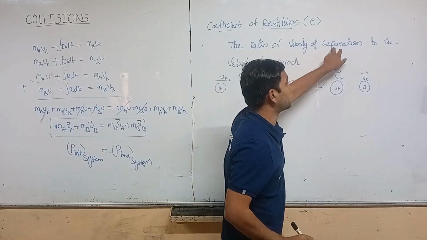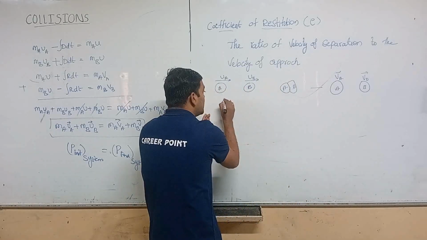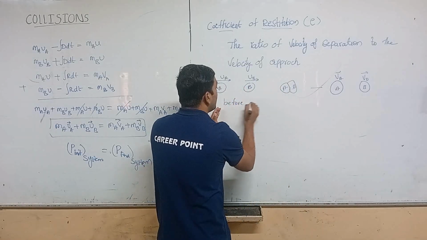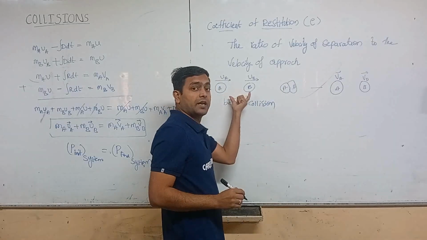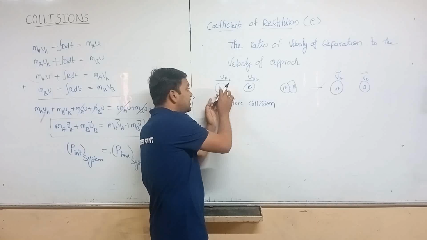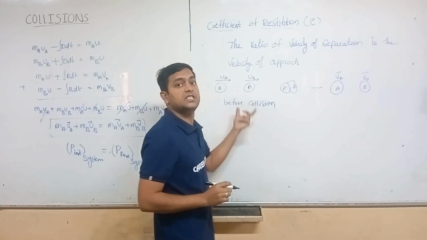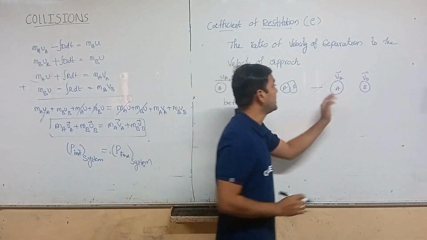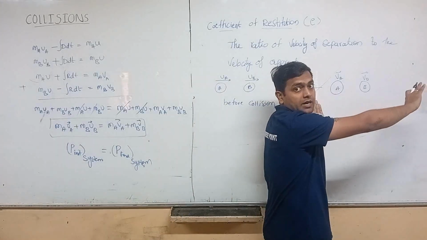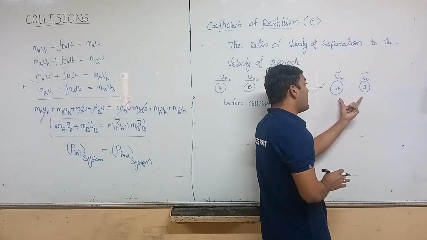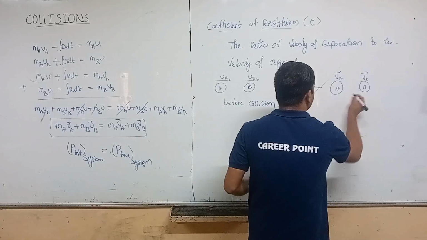So here, before collision, the velocities are getting approached. This is the velocity of approach, right? And after the collision, these two masses are moving, and the velocities are getting separated, right? So this is the velocity of separation.